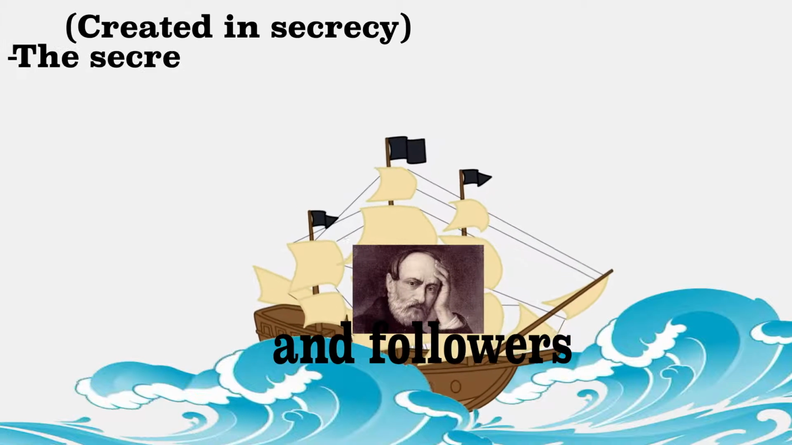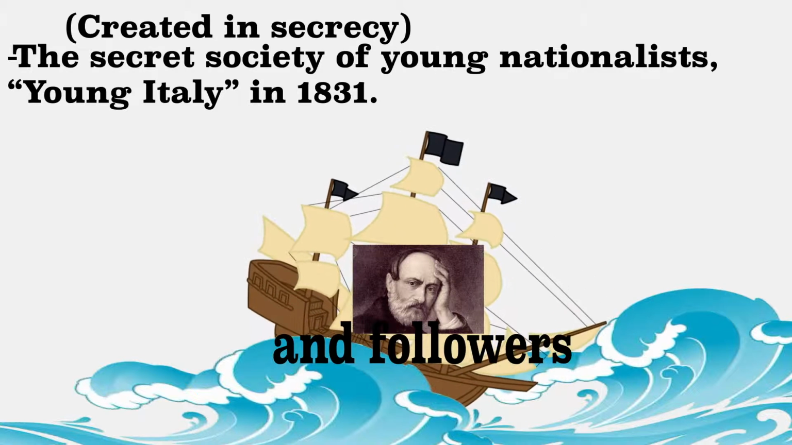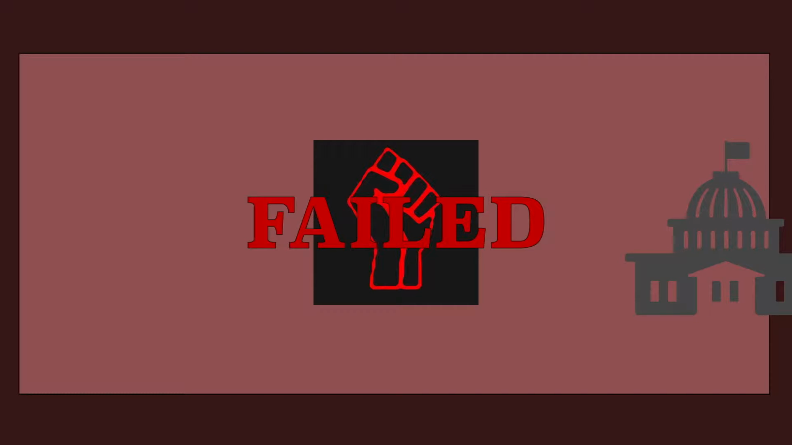Mazzini and his followers created the secret society of young nationalists, Young Italy, in 1831. Young Italy was based on a moral and spiritual revival of the people. They stood for democracy and the unification of Italy. In 1834, Mazzini founded Young Europe, which tried to encourage the ideals of Young Italy into other countries. Young Italy grew from 40 members to 50,000 members in 1833. The group tried to revolt multiple times but failed to overthrow their government.